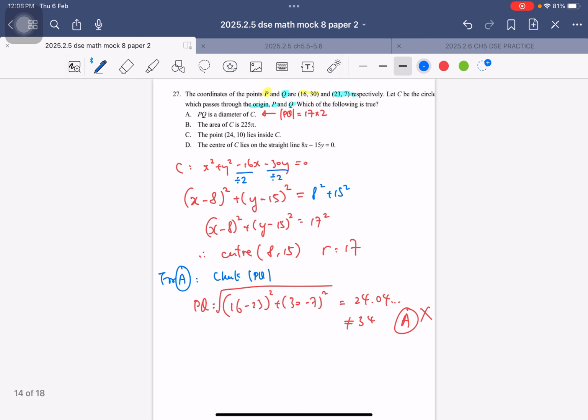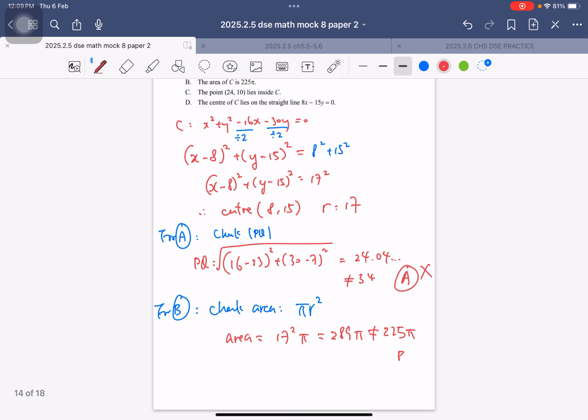And to check B, we need to check the area. How do you calculate the area, Eddie? Formula of the circle area. Pi r squared. Yes, so using pi r squared. What is the radius? So the area is equal to 17 squared pi, giving you 289 pi, which is not equal to 225 pi. So B is wrong.